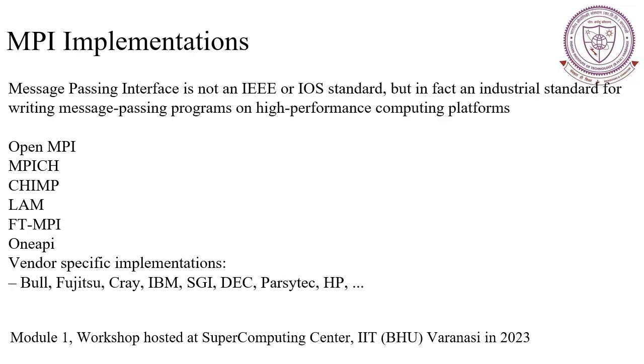Now we will see what MPI implementations are. MPI is a programming model and library for parallel computing. It is based on the message passing paradigm, in which parallel programs are written as a collection of processes that communicate with each other by sending and receiving messages. MPI is not an IEEE or ISO standard, but it is an industry standard for writing message passing programs on HPC. There are a number of different MPI implementations available, including OpenMPI, MPICH, Intel MPI, oneAPI, and many others.